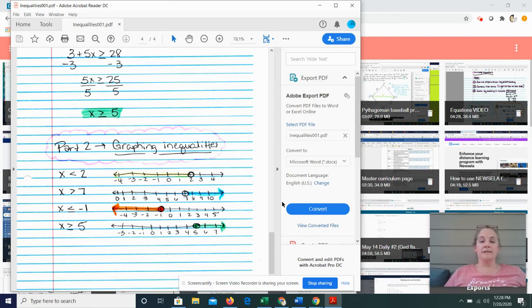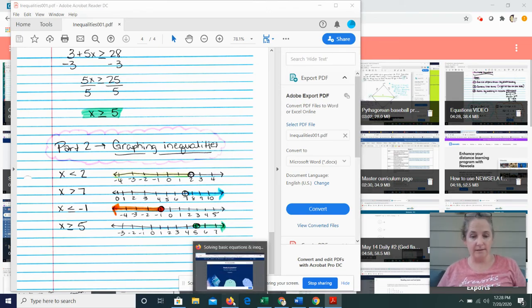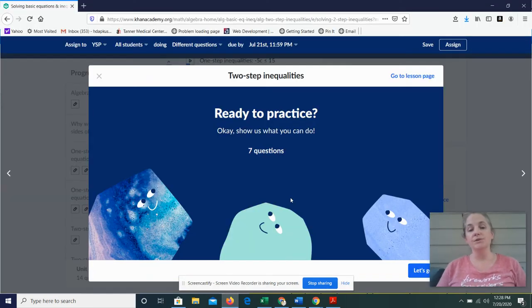What I am assigning y'all to work on today is this right here, and it's two-step inequalities, so all of them will be 2 steps. You probably won't have to do getting rid of parentheses or anything, I'm not sure, but it's probably going to be a little more simple. There are 7 questions with each of these.